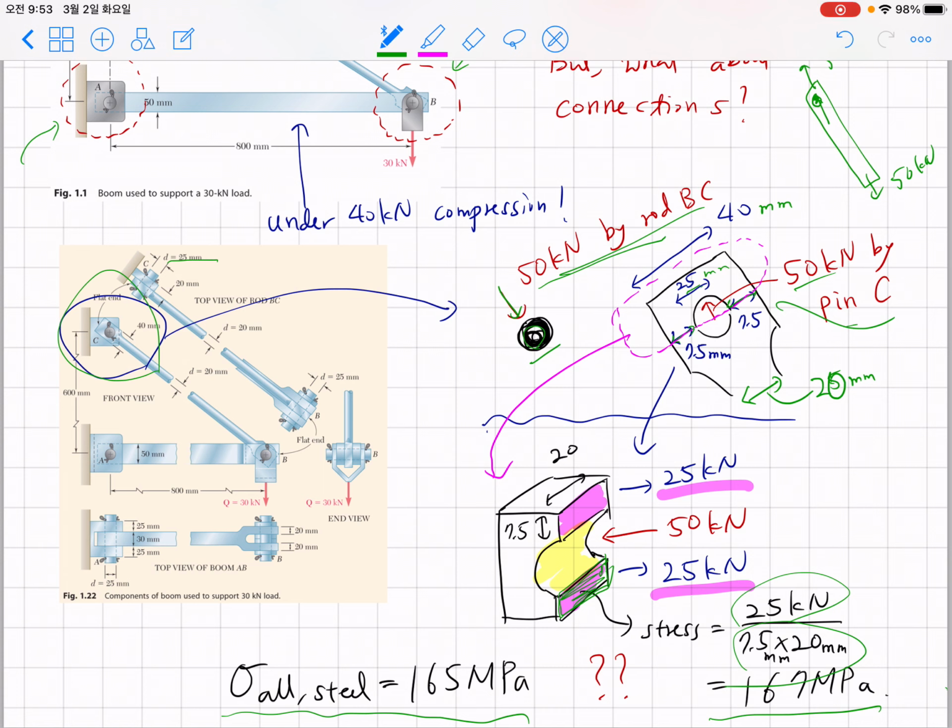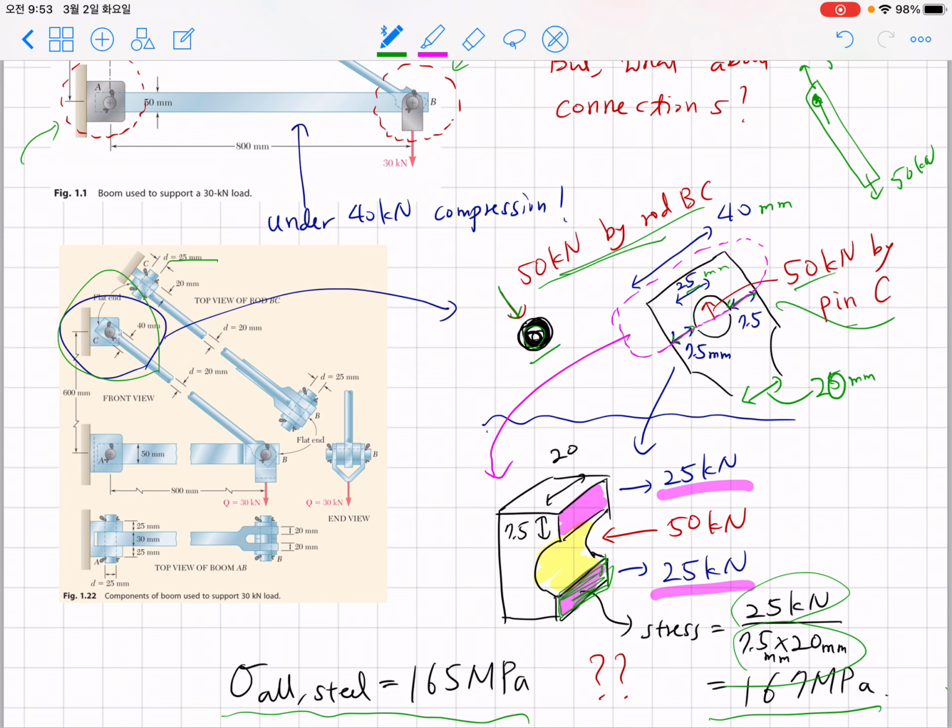So I think it must be a mistake by the textbook writers, and it sometimes happens, right? So it's okay. If we consider the factor of safety in later discussion, even though we made a little bit of a mistake in designing this structure, our stress turns out to be only slightly larger than the allowable stress.